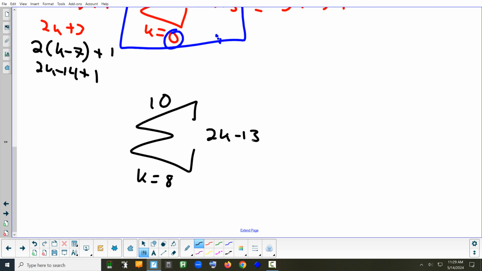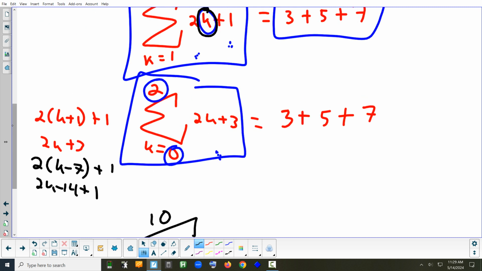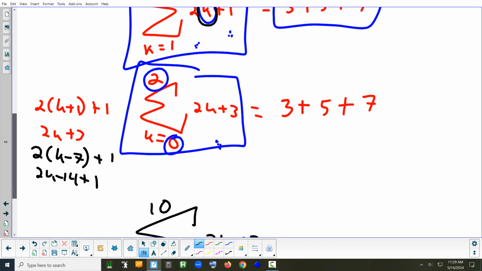And now if you check it, plug in 8. What's 2 times 8? 16. What's 16 minus 13? 3. There you go. There's your first number. So that's how you balance it out.